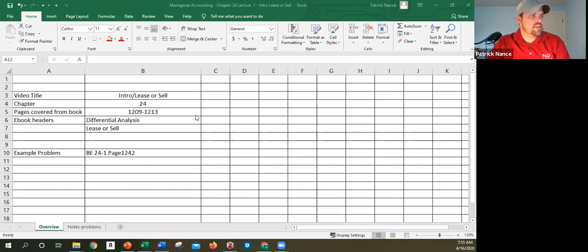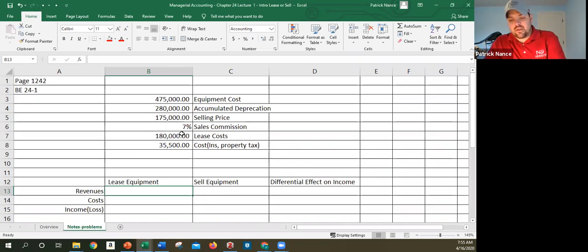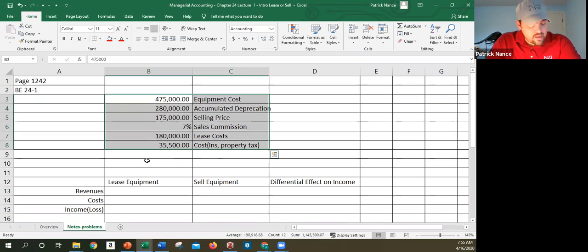So with that, let's look at basic exercise 24-1. And this is the point where I would say, if you want to try this on your own first, I'd recommend it. So you want to pause the video here. Okay, so it says lease or sell. McFadden Company owns equipment with a cost of $475,000 and accumulated depreciation of $280,000. You see, I just put all the information here.